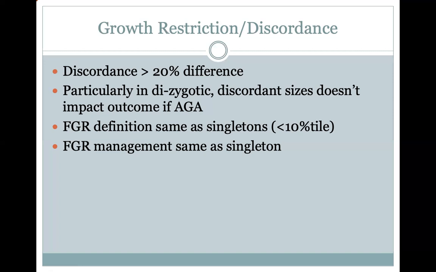Fetal growth restriction, the definition is the same as it is in singletons, and that is less than the 10th percentile for estimated fetal weight or the abdominal circumference in one of the babies. And the management is essentially the same as in singletons, although the delivery recommendations may be a little bit earlier than they would be in the singleton. Next slide.